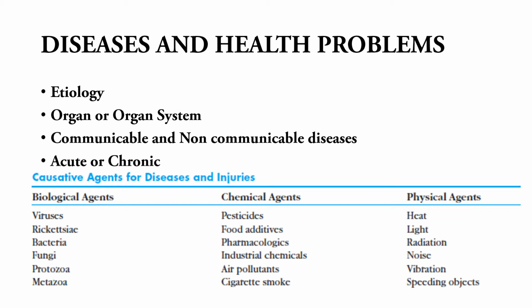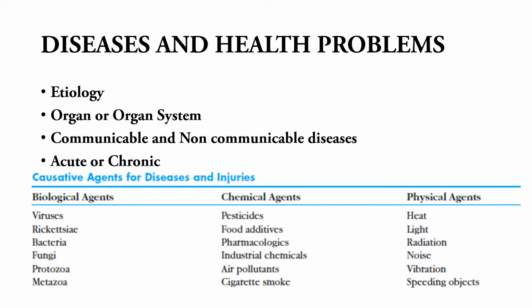So we have also fungi, parasites like protozoans and metazoans, right? So there are also chemical agents of diseases. For example, poisoning may be caused by pesticides, all right, or food additives, pharmacologics like medicines or drugs.